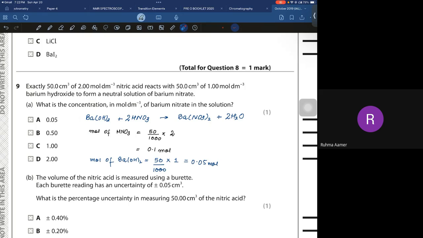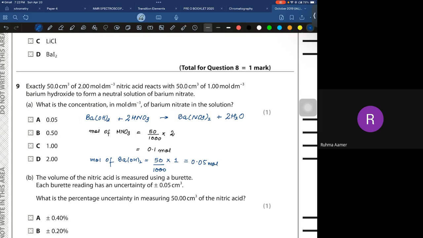Isn't it the same? Because if you multiply the moles of barium hydroxide, then you get 0.1. Yeah, exactly. So you can take any of the moles. Okay, you can take any of the moles.